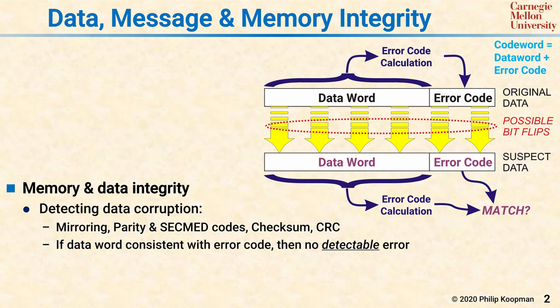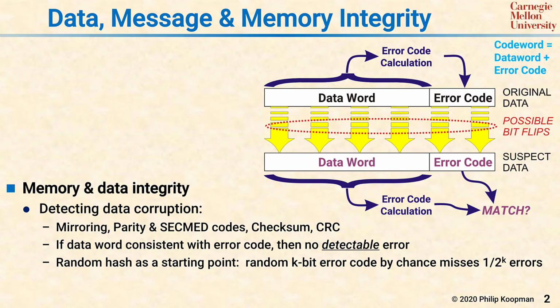The baseline for memory integrity efficiency is a random hash. Consider if you had a magic function that took the data word and scrambled all the bits optimally so that the error code was indistinguishable from a random value, completely unpredictable. Then in that case, what you'd get is that if you have a k-bit error code, there's a 1 in 2^k chance that you got unlucky and whatever corruption happened to the code word happens to result in a situation where the error code matches the data word.